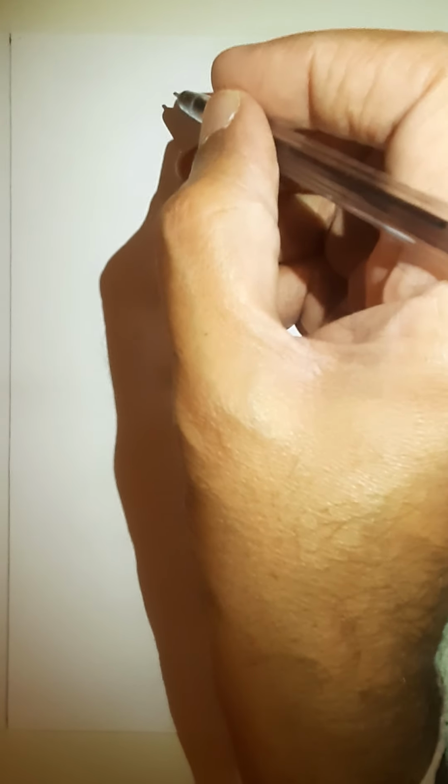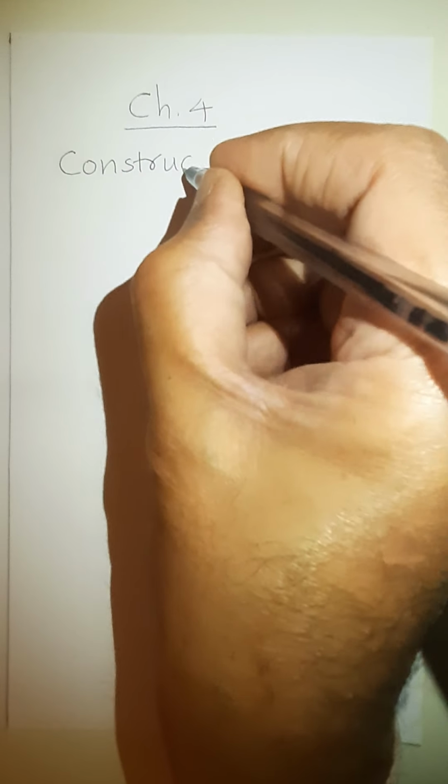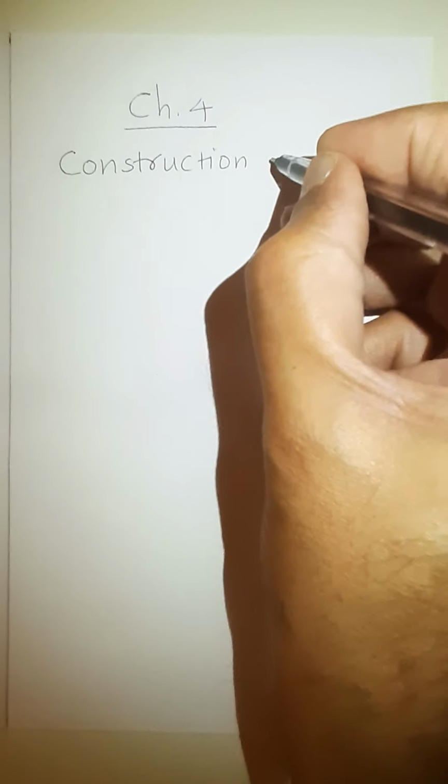Dear students, welcome. This is the first recorded lecture for 9th standard and we are doing the 4th chapter of geometry, and the name of the chapter is construction of triangles. Chapter 4, construction of triangles.